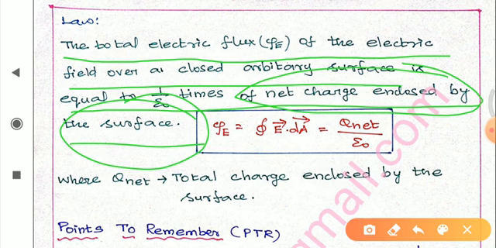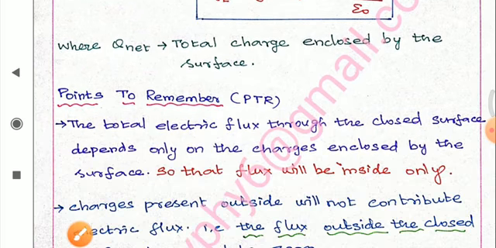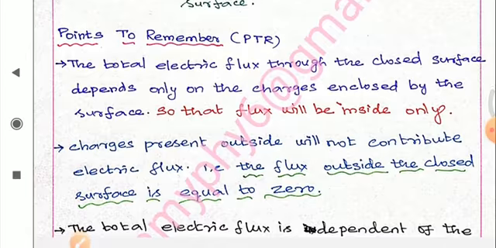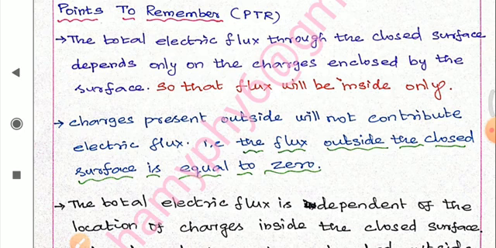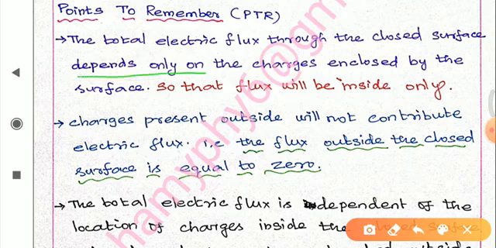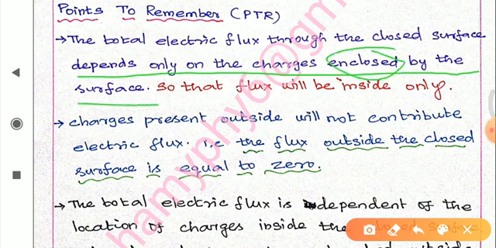Okay, right. Then charge means total charge. That's why I wrote separately that q net is the total charge enclosed by the surface. Then what are the points to be remembered in these two cases, electric flux and the field? In the first point, the total electric flux through the closed surface depends on the charges enclosed by the surface. Again and again I stress here, enclosed. The charge should be inside, so that the flux will be inside only. Outside there is no flux.